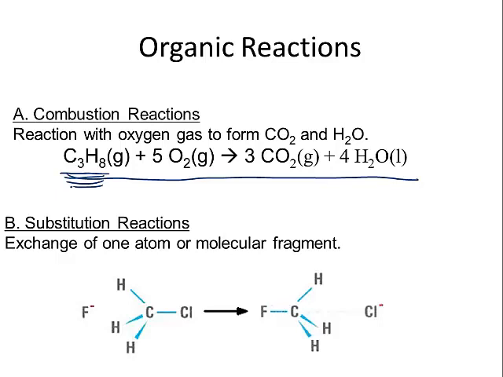A substitution reaction is where one species essentially substitutes for another species. So in this case, the fluoride ion takes the place of a chloride ion. So the fluoride ion comes in, the chloride ion gets knocked out, and so fluorine has substituted for chlorine.